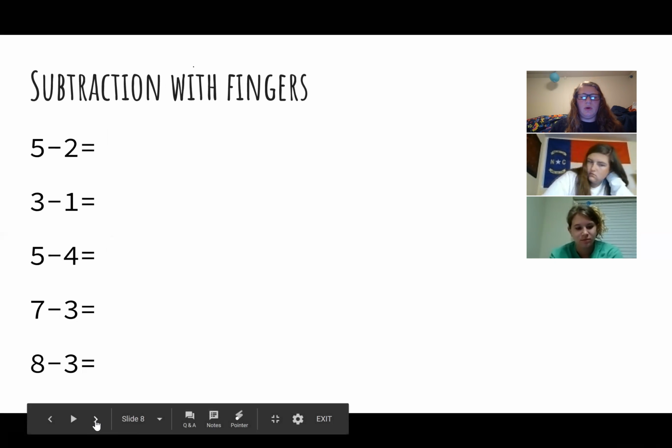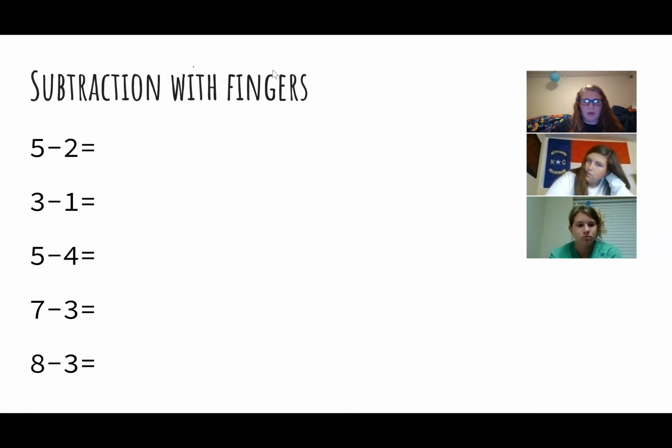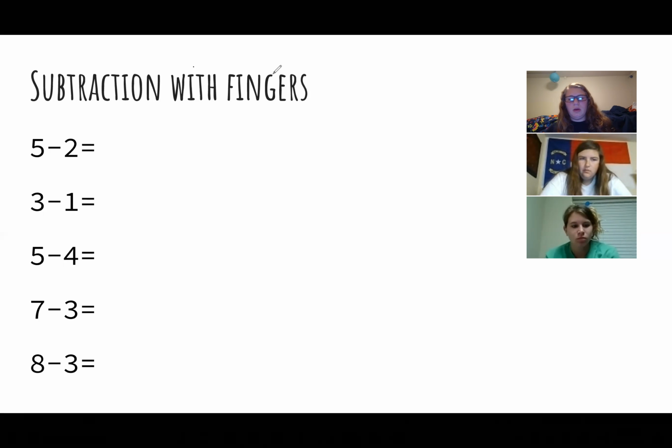Now we're going to move on to subtraction with our fingers. This one can be a little bit harder, but we can do it. So the first one, you would just hold up the first number with your hand. So you have 5, and then we're taking away 2. So we take away 2, and the answer would be 3 for this one because we have 3 fingers left.